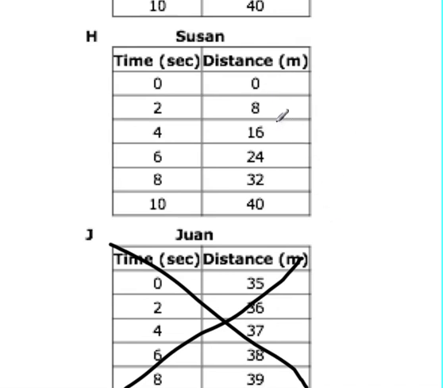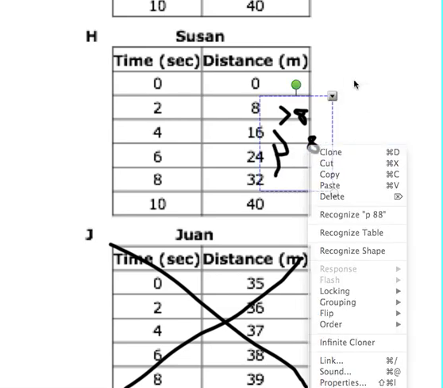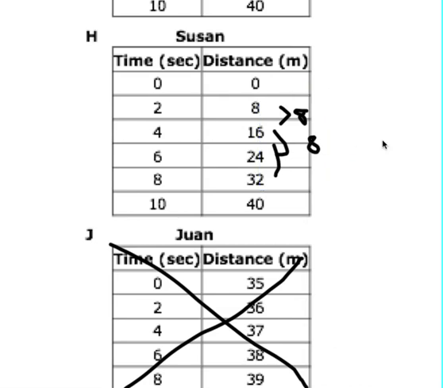Well, here we go. 16 minus 8 is 8. 24 minus 16 is 8. 32 minus 24 is 8. Sorry. So as we can see, this is changing by 8 every time that this changes by 2. So since that works, this is a proportional relationship.